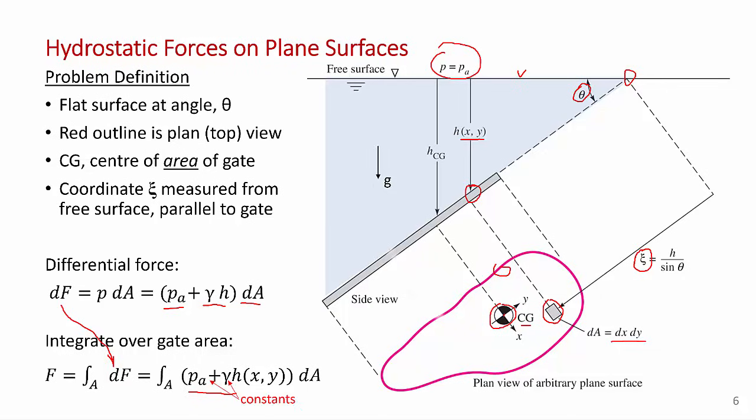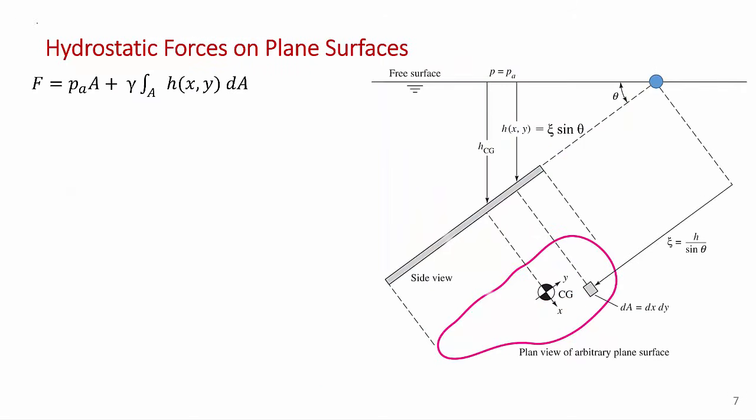Now we'll notice that the atmospheric pressure and gamma are constants. We're assuming this is an incompressible fluid, so we can move those outside of the integral sign. Also, the integral of atmospheric pressure dA is just going to be the atmospheric pressure times the area of the gate. Going to the next slide, that's what I've done. I've evaluated the integral of the constant atmospheric pressure over the gate, and then I've moved the gamma outside the integral.